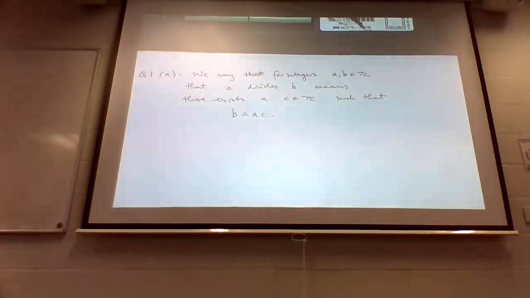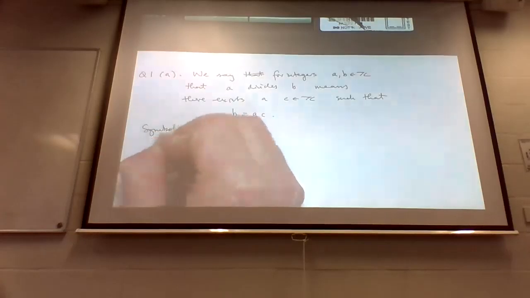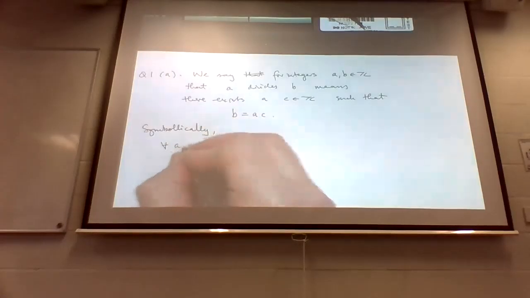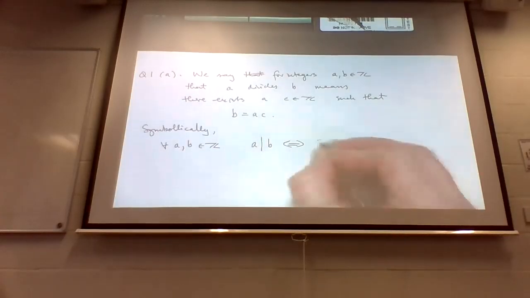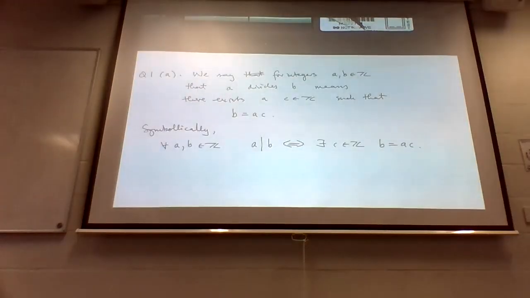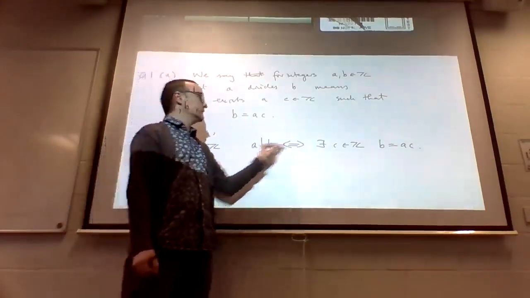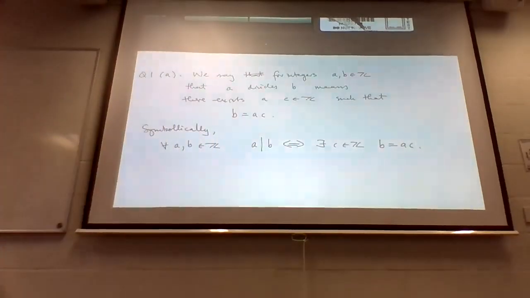That's pretty much the definition in English. You could put it more symbolically. You wouldn't have to give this as well, but you could give this instead. Symbolically, for all A, B in Z, A divides B if and only if there exists a C in Z such that B is equal to AC. It's stating an equivalence, but it serves to give a definition to this piece of notation, A divides B.